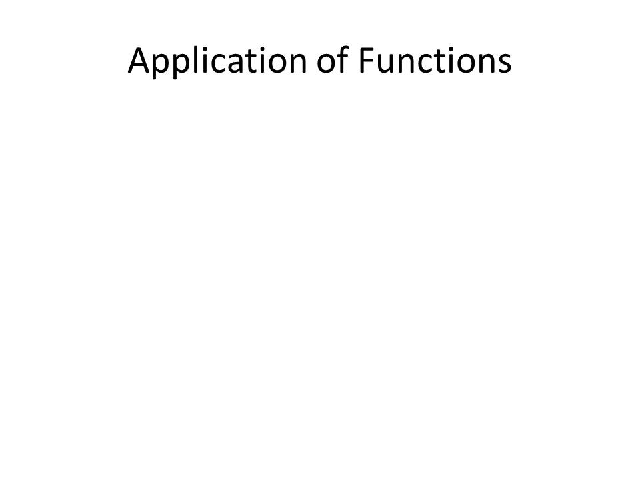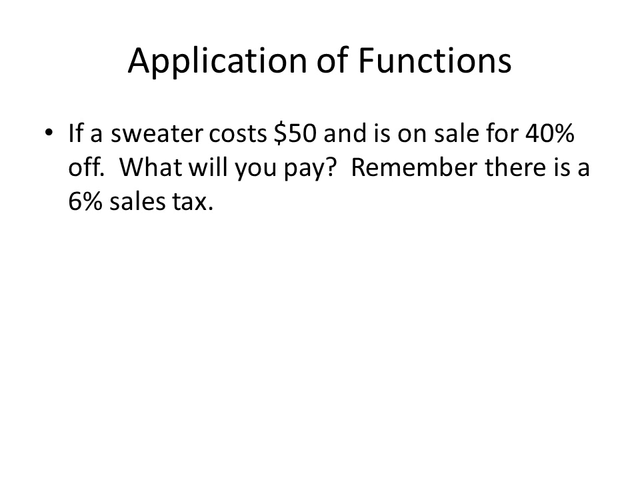Then we're going to apply functions. So, for example, if a sweater costs $50 and is on sale for 40% off, what will you pay? Remember, there is a 6% sales tax. In this situation, you are saving 40%, so you are actually spending 60%. And with the sales tax, remember, you pay for the whole sweater, 100% plus 6% more. And we would write this as f of x equals 1.06, which is the 100% of the price plus 6% more, times 0.60, because you're paying for 60% of the sweater, times $50, the original price of the sweater.